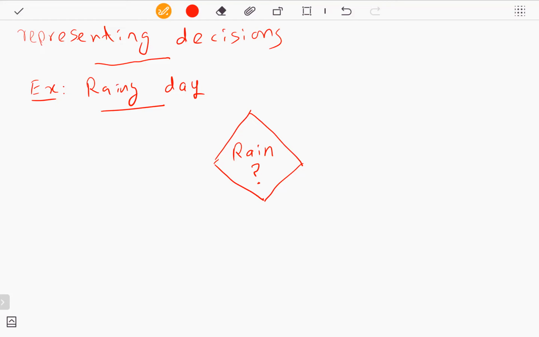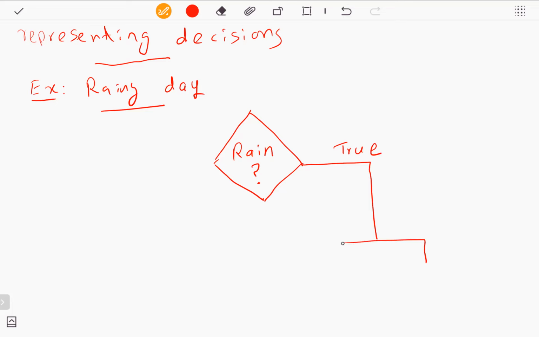If it is rain, that means the condition is satisfied. In one direction, we represent the true situation, or yes situation. True means if it is rain outside, the question is satisfied. The true situation you indicate in this direction. Then what do you want to do if it is true? You are staying at home. That's the process.